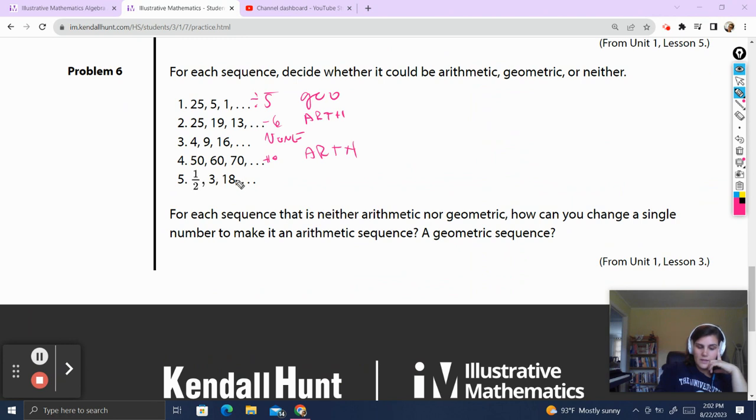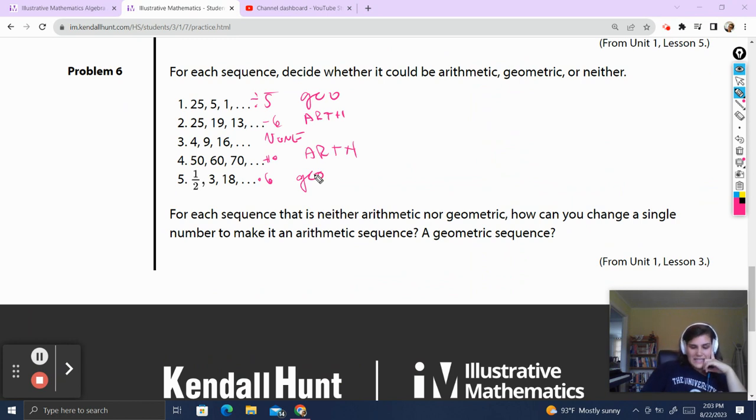1/2 to 3 to 18. Well, adding, it would be add 2.5, but then you have to add 15, so it can't be arithmetic. So 1/2 times 6 gets you 3. 3 times 6 gets you 18. That makes it geo. And we're done.